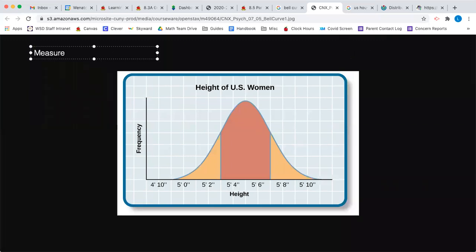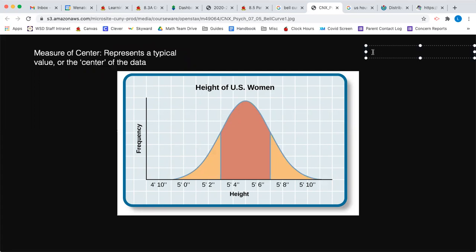So the measure of center represents a typical value for the center of the data. And we have three different ways that we're going to look at the measure of center. The first one we're going to look at is mean. And we're going to look at a typical example of a data set where mean is going to be our best measure of center. But before we talk about why that's the case, let's define mean.